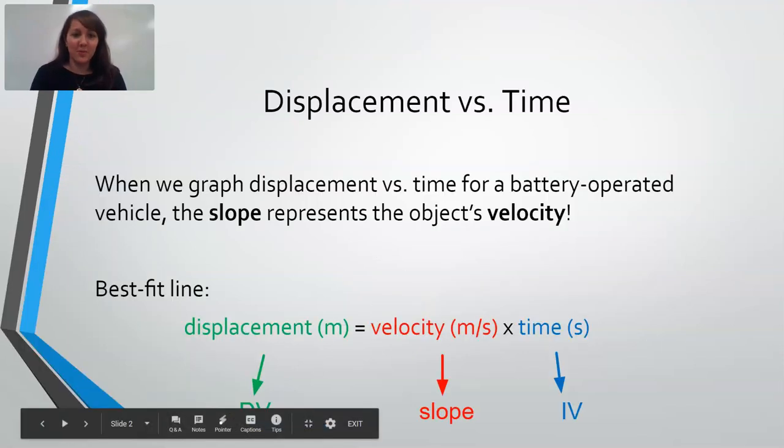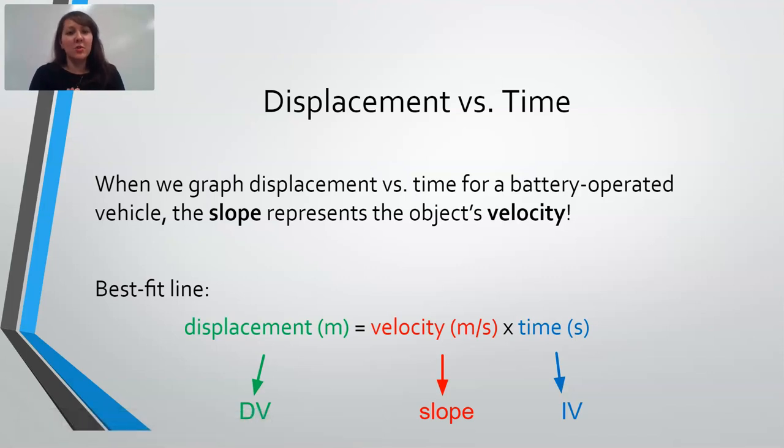So we already saw before that if we take an object moving at a steady rate, like our battery-powered cars, and we make a graph of their displacement versus their time, we get a linear pattern where the slope represents the object's velocity. So our best fit line for that data will end up giving us the formula displacement is equal to velocity times time. Now, we talked about this in class, but we haven't actually defined velocity yet, other than it has something to do with how fast the object is moving.